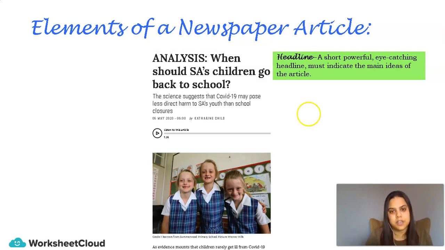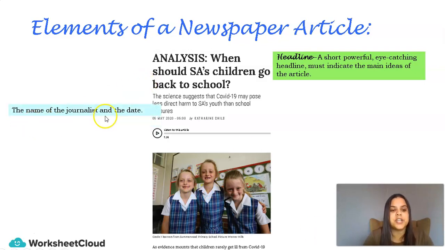So in this headline, when should SA's children go back to school? It basically tells you what the article is about. It's about when children should go back to school. So if a teacher or parents are interested in that, they know that this is what they must read. If they're wondering when children should go back to school, the headline already tells them that. And they don't have to read the entire article to figure out what this is about.